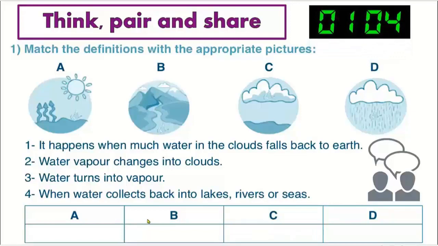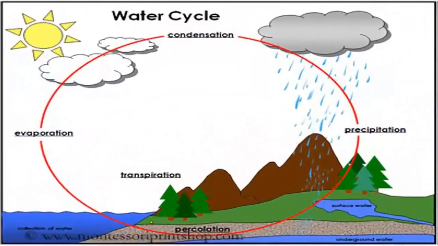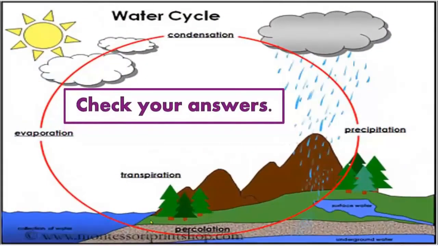These are the steps of the water cycle. Look at this shape, please. We can see the steps of it. Collection of water in the sea. Then water evaporates, it condenses, then it precipitates again, and water comes back again to seas and lakes.